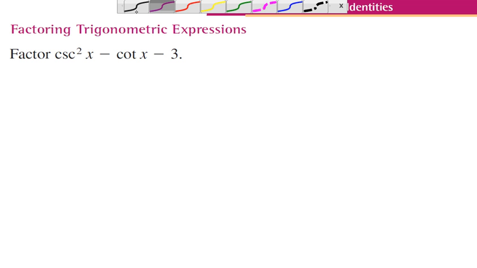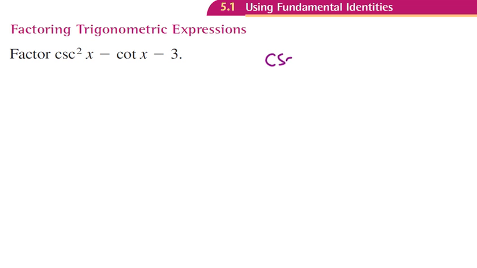So we actually have an identity, our cosecant squared, right? So we know that cosecant squared of x equals 1 plus cotangent squared of x. Okay, so that's from one of our identities. Which is going to help us now, because if I replace this with 1 plus cotangent squared of x, then that means everything will be in terms of cotangent. And then we can factor that.